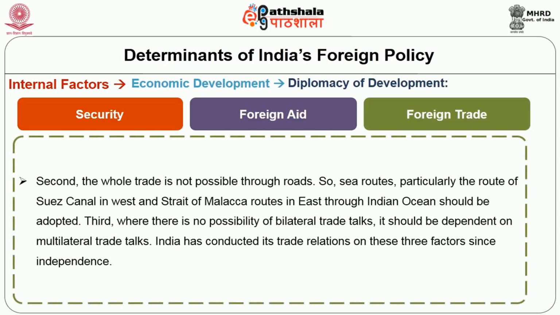Second, the whole trade is not possible through roads. So, sea routes, particularly the route of Suez Canal in west and Strait of Malacca routes in east through Indian Ocean should be adopted. Third, where there is no possibility of bilateral trade talks, it should be dependent on multilateral trade talk. India has conducted its trade relations on these three factors since independence.